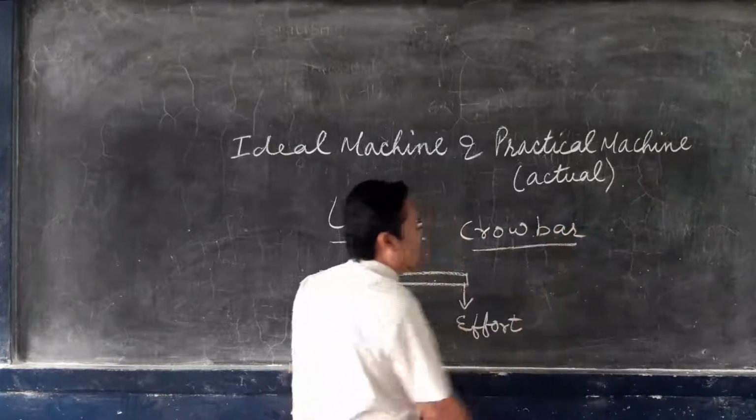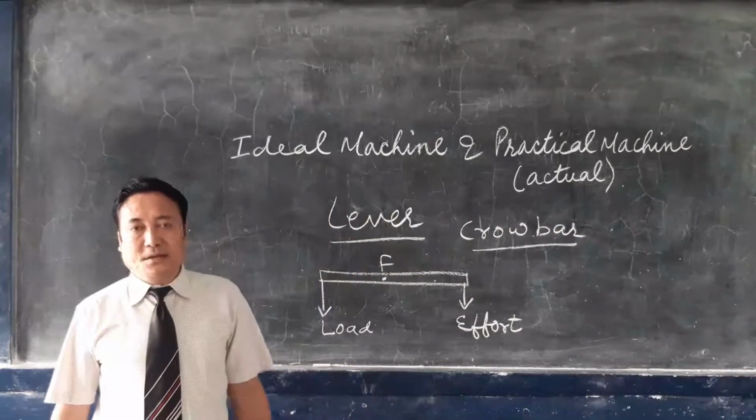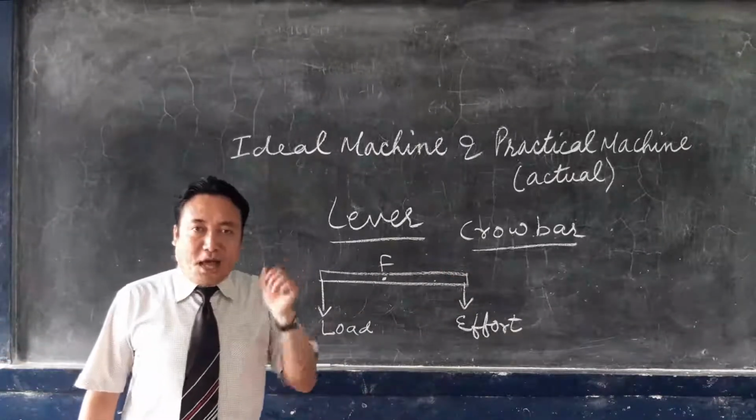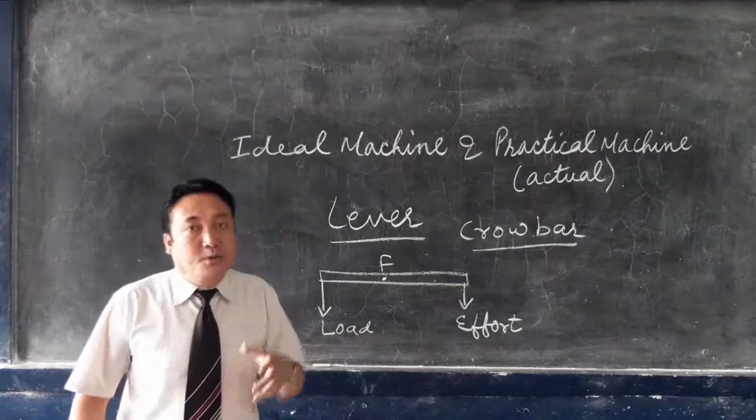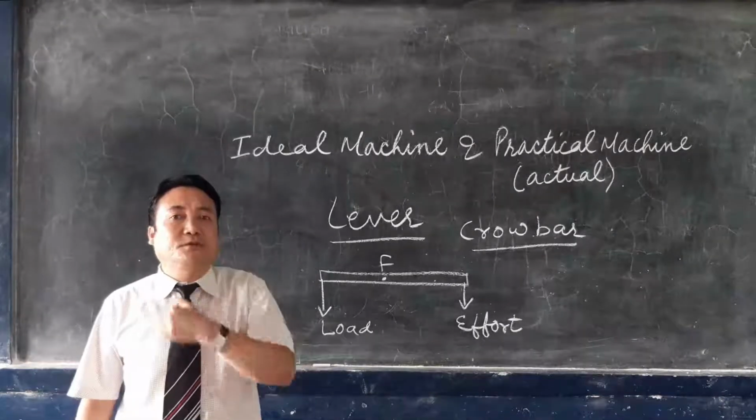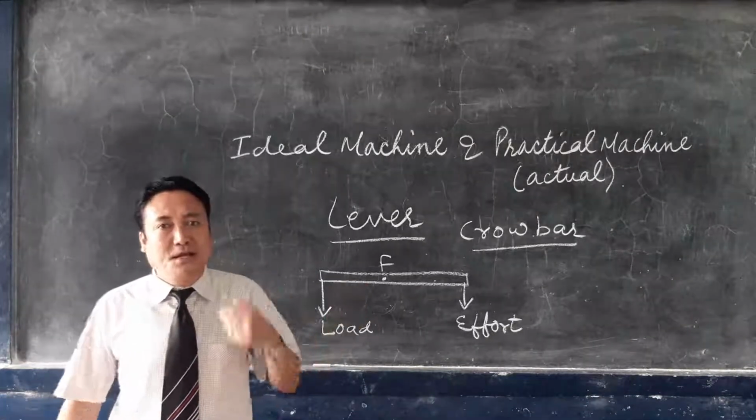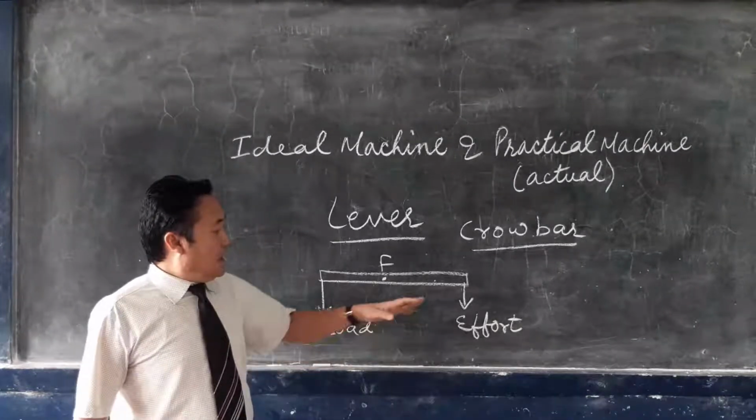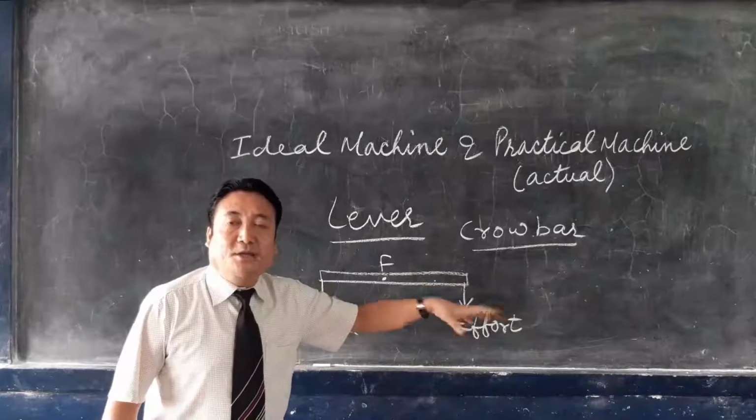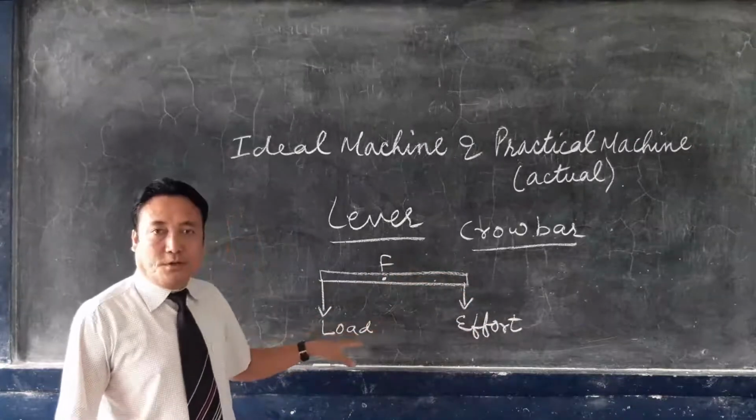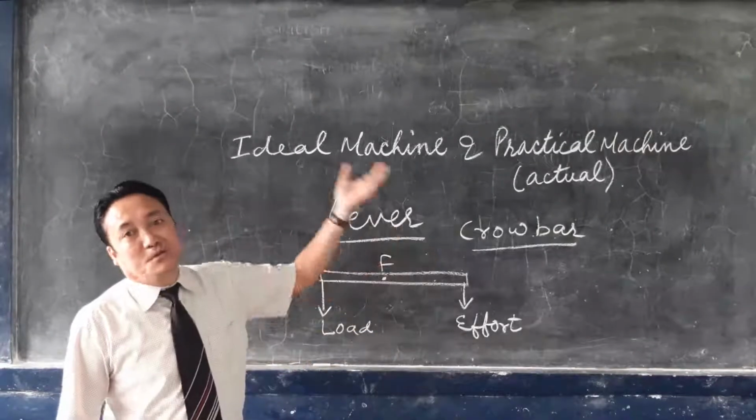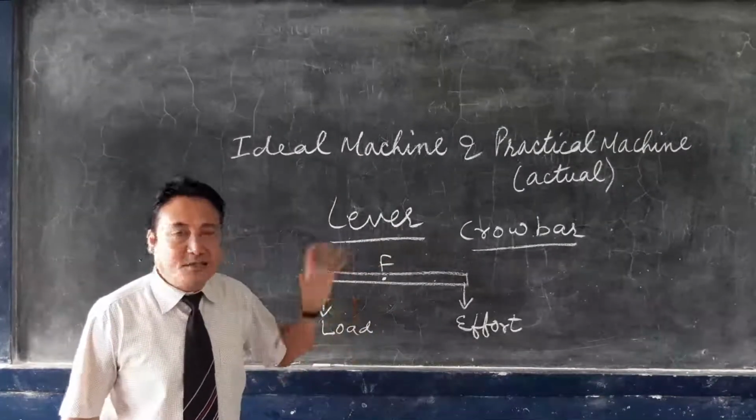C-R-O-W-B-A-R, crowbar. Now crowbar is a lever, and it is a long iron rod. So with the help of the crowbar, you can lift a stone, a heavy stone, a huge stone. The force which you apply in order to lift the load, that is a stone, is the effort. And the stone which moves by applying the effort is the load.